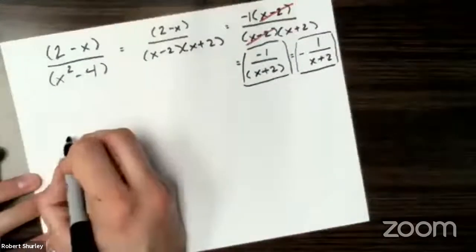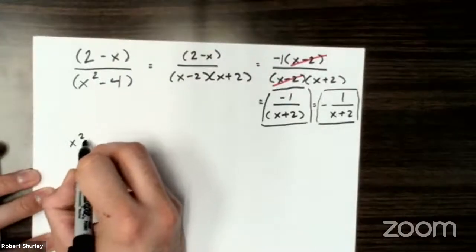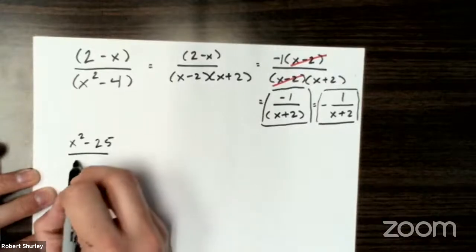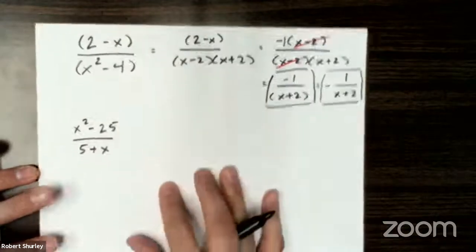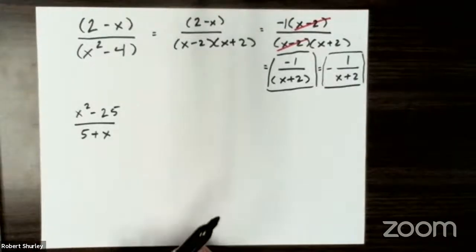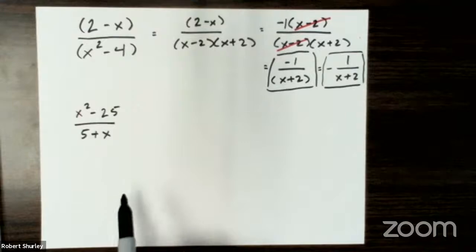Okay, this is number 16. So let's say we had x squared, it's going to look similar to that, minus 25 over 5 plus x. Okay, so same thing. It says simplify each rational expression, so let's simplify this completely.